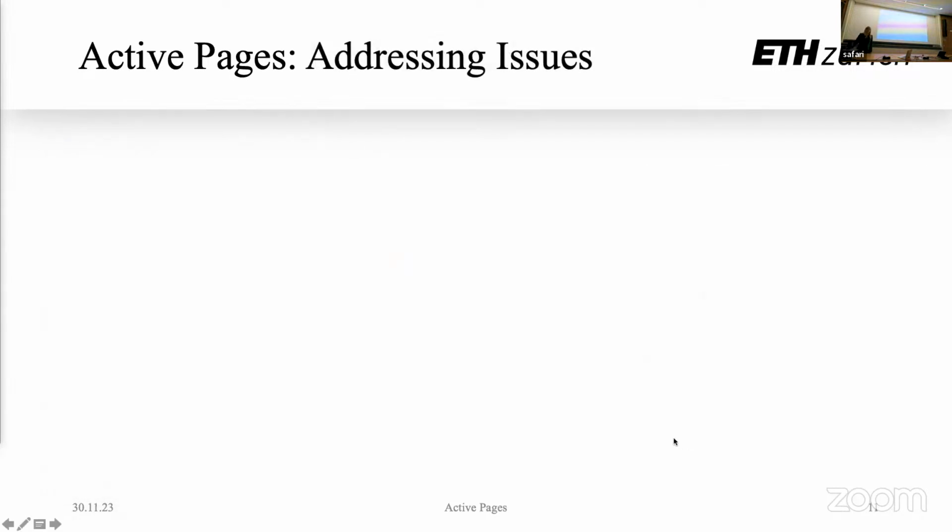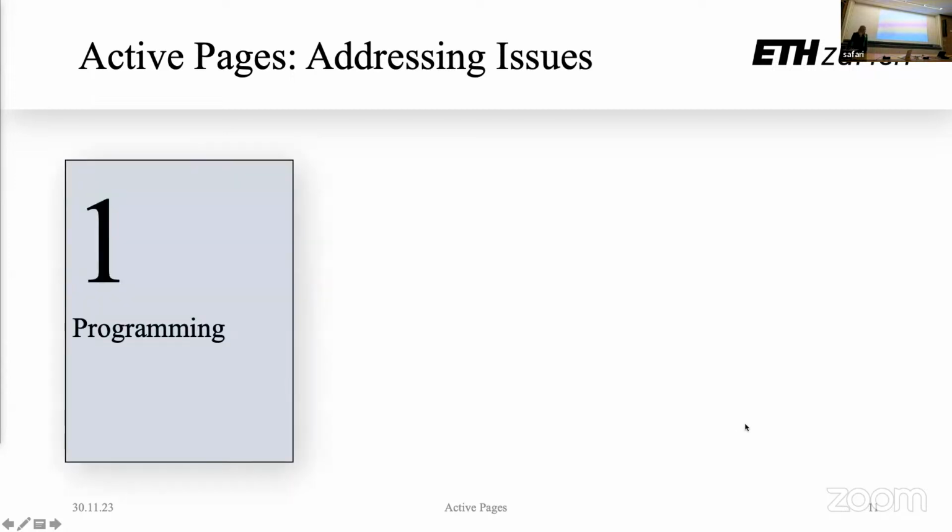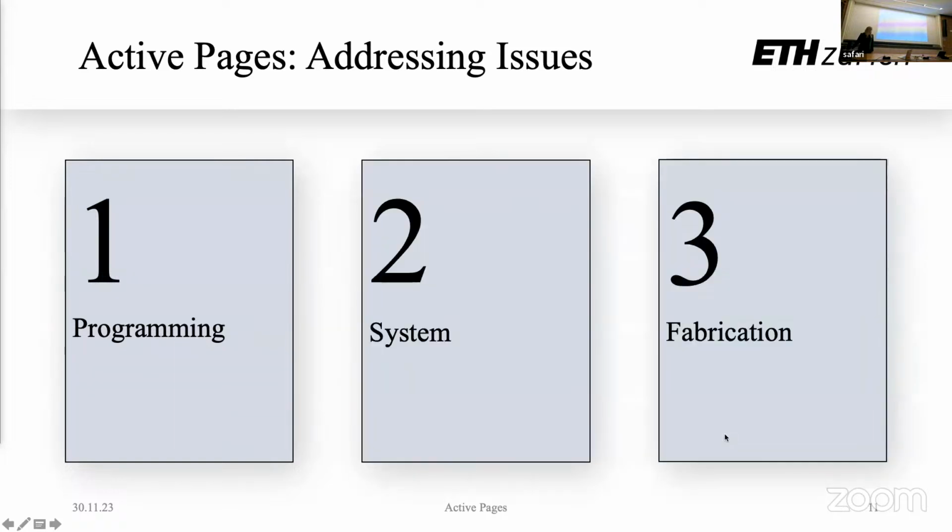So now we have talked about the active page model and the implementation, but still some issues remain. The paper specifies 3 such categories. The programming issues are closely related to the active page model, whereas the system and fabrication issues are related to the implementation, so the RADRAM system.